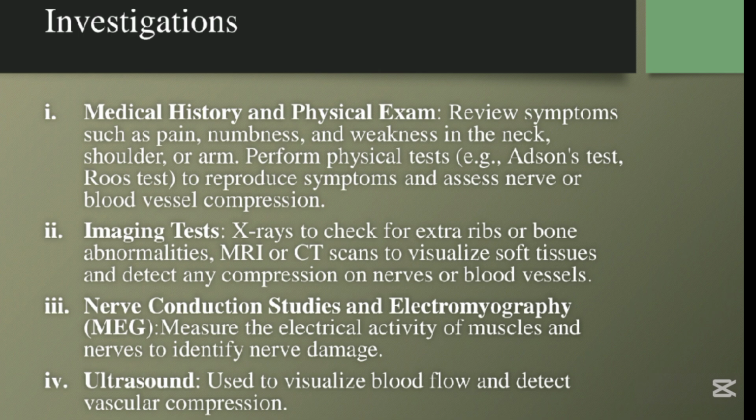First, we review the symptoms such as pain, numbness and weakness in the neck, shoulder, arm, or perform physical tests, for example, Adson's test, Roos test, to reproduce symptoms and assess nerve or blood vessel compressions.